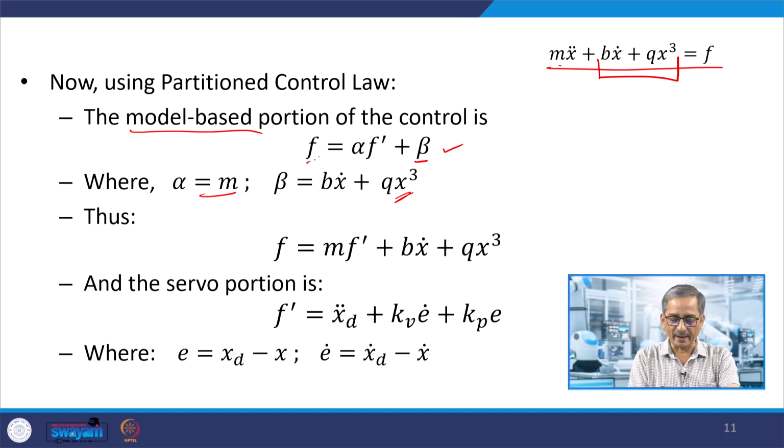Okay. So what my f becomes, this one, that is my m f dash plus b x dot plus q x cube, alright. And I can assume this f dash, that is my servo portion, as xd double dot plus kve dot plus kpe. Here your kp is proportional gain, kv is derivative gain, e is the error, e dot is the derivative of the error, and error is defined as basically the desired minus the current, actual one, alright. And this is your desired double derivative.